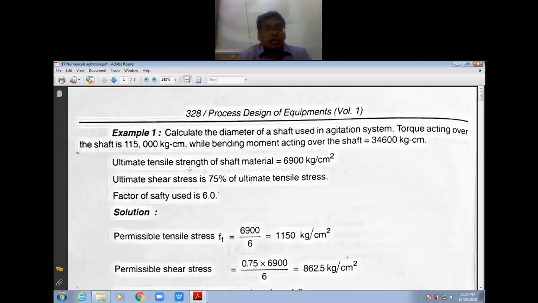All the calculations are based on the ultimate tensile strength of the shaft material. The ultimate tensile strength accounts for the tensile force I apply, and this is the maximum. In proportion to it, the other stresses are taken into account or reduced. So the ultimate shear stress, since I am going to twist it, is 75% of the ultimate tensile strength. For factor of safety, it is taken as 4 to 6, and in this numerical we are going to take it as 6. So the permissible tensile stress Ft is the ultimate value upon the factor of safety. Similarly, the permissible shear stress is 0.75 times the ultimate tensile strength upon the factor of safety.